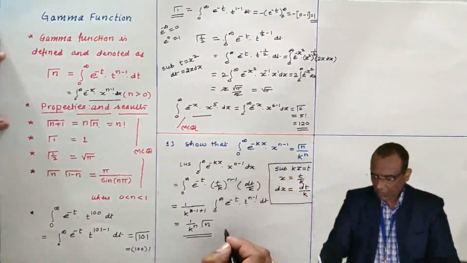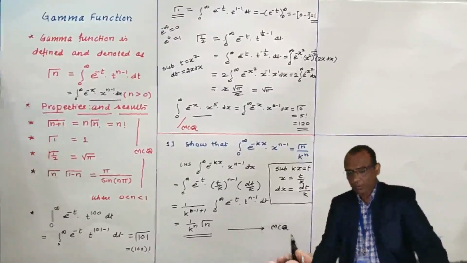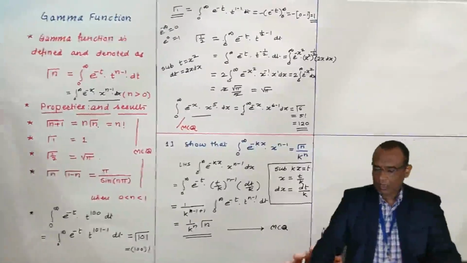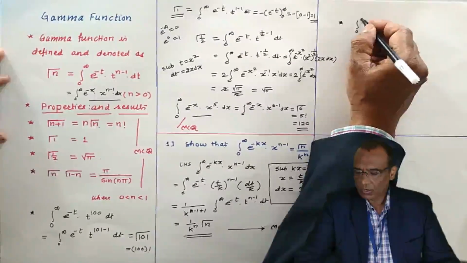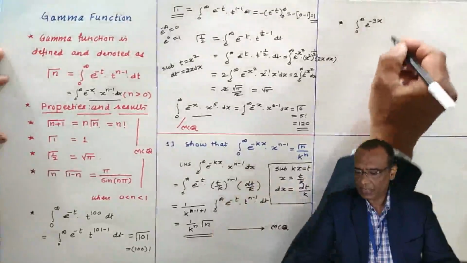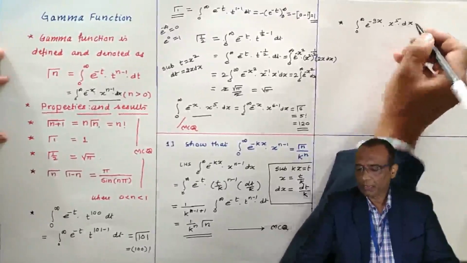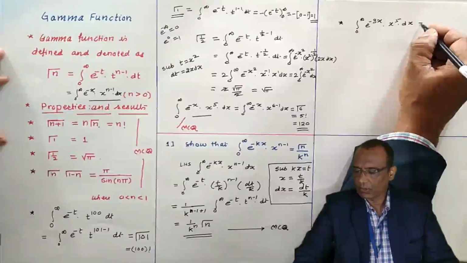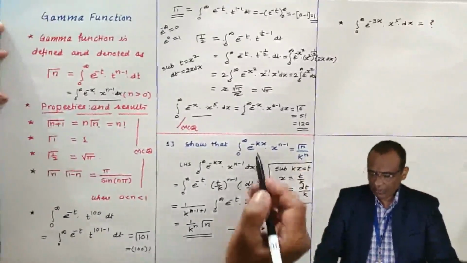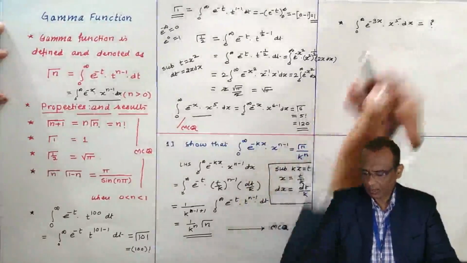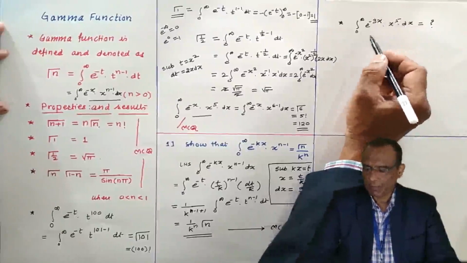On this formula, an MCQ may be asked in the examination. For example: what is the value of the integral from 0 to infinity of e power minus 3x multiplied by x to the power 5? This type of MCQ may be asked in the examination. Here k is equal to 3, n is equal to 6. These numbers may change in the examination.